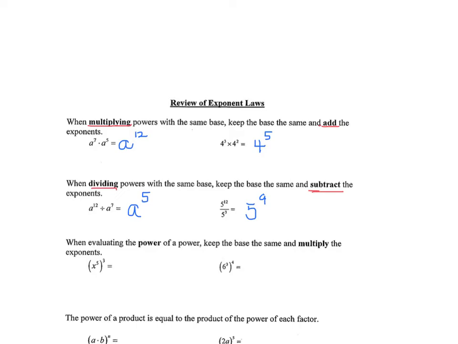The next exponent law deals with power of a power, and the rule there is to keep the base the same and multiply the exponents. So x to the exponent 5 cubed is the same as x to the exponent 15, and 6 cubed to the exponent 4 is the same as 6 to the exponent 12.